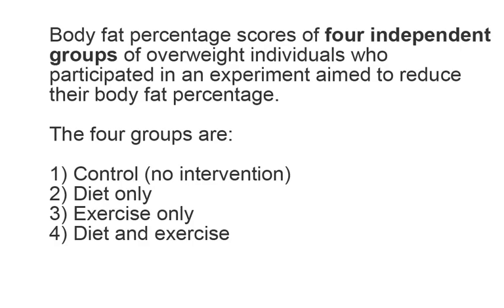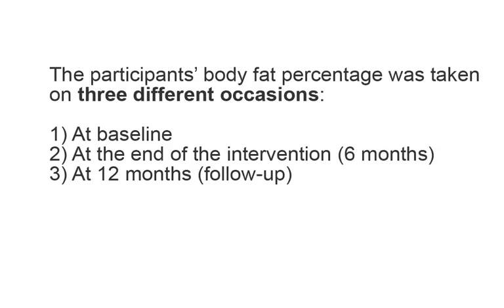The dataset we will use for this example lists the body fat percentage scores of 4 independent groups of overweight individuals who participated in an experiment aimed to reduce their body fat percentage. The 4 groups are control, no intervention, diet only, exercise only, and diet and exercise. The participants' body fat percentage was taken on 3 different occasions: at baseline, at the end of the intervention, 6 months, and at 12 months, the follow-up period.